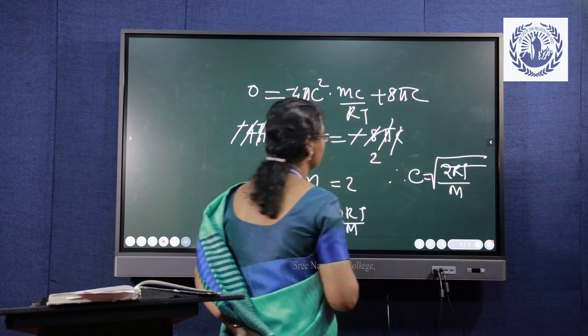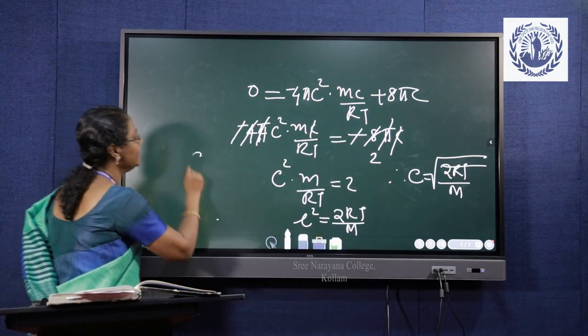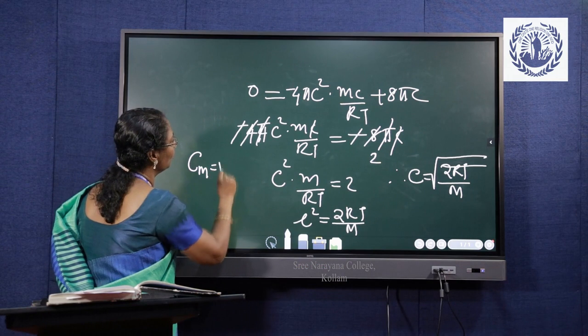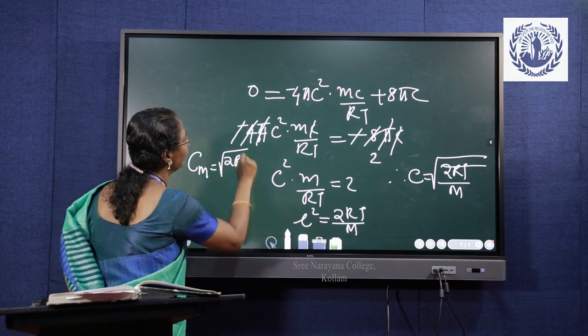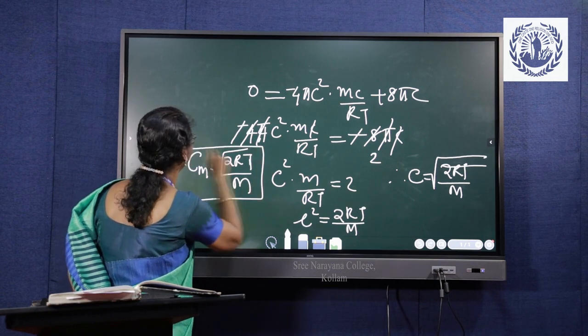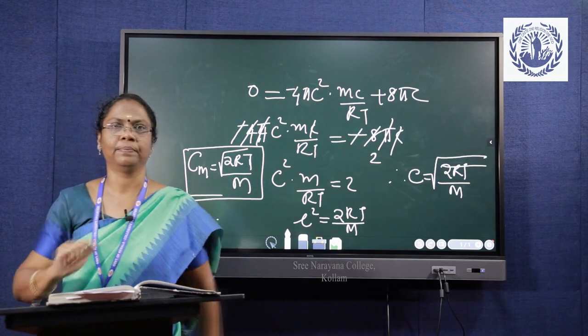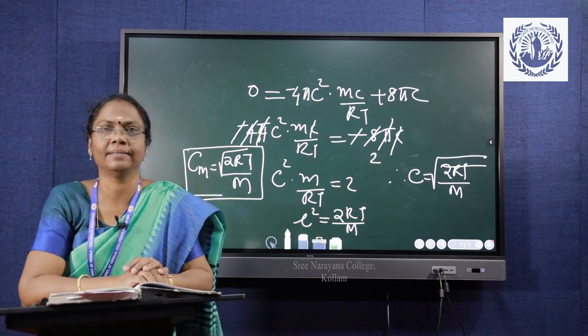Therefore, we can write c is equal to root of 2 RT by m. The most probable velocity is represented by Cm. Therefore, we can write that Cm is equal to root of 2 RT by m. This is the final equation for most probable velocity. Hope that you will understand.